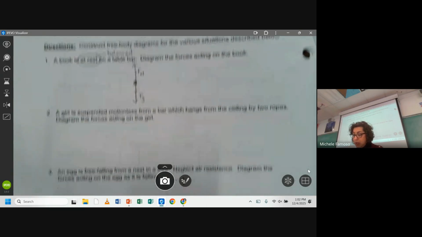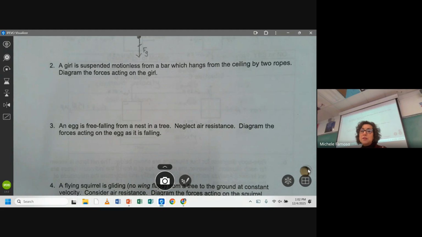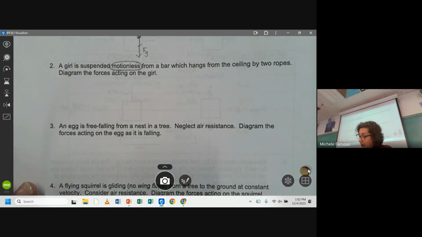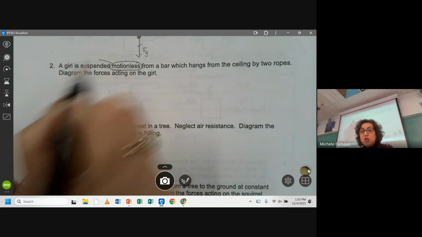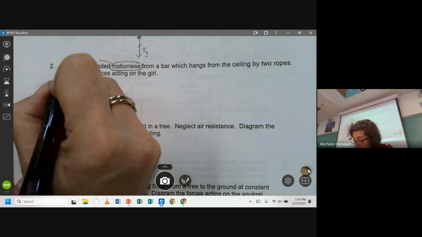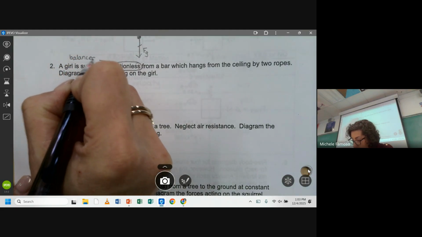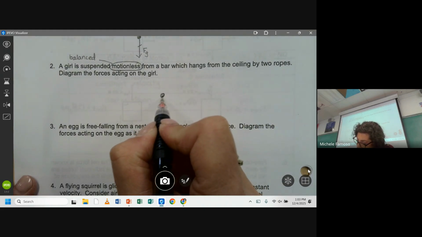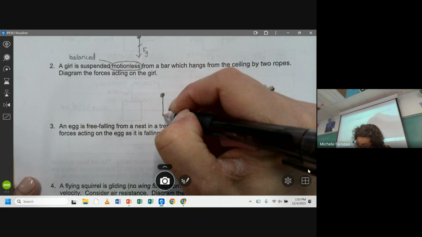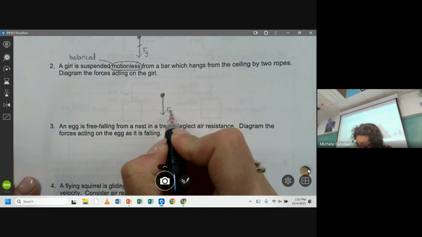In number 2, there is a girl who is suspended motionless from a bar hanging from the ceiling by 2 ropes. I want you to diagram the forces on the girl. Okay, since she is motionless, what does that mean about the forces on her? Balanced. That's right. Again, we have more balanced forces in this problem. This dot represents the girl. Now, since the girl is on Earth, what's going to be pulling her down? Gravity. You're going to see this is in most problems. FG pulling her down.